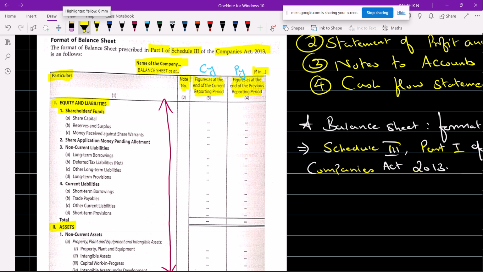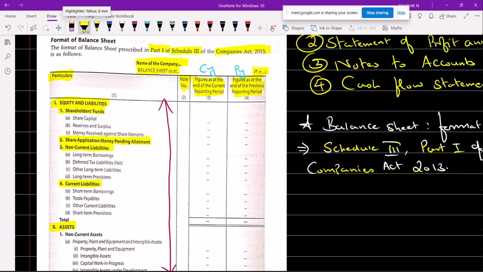Even in this category, this item, share application money pending allotment, is a special head which you will be discussing when the topic comes, like issue of shares. So the items given as number one, shareholder funds, here share application money pending allotment, non-current liabilities, and current liabilities. These are the items which we consider as a major head, and share application money pending allotment is not a major head, it is a heading which appears in your balance sheet.